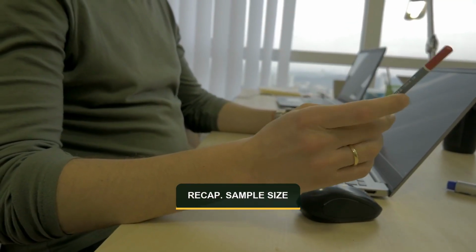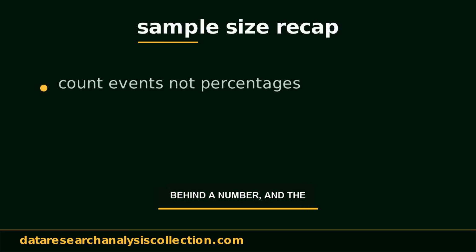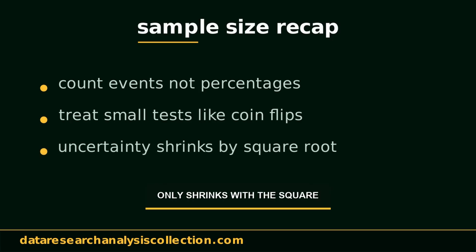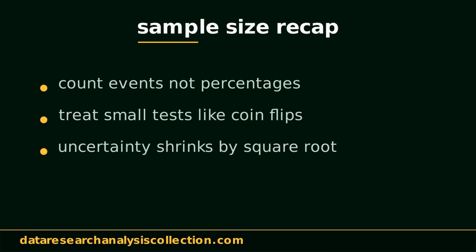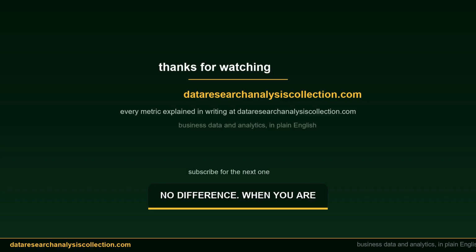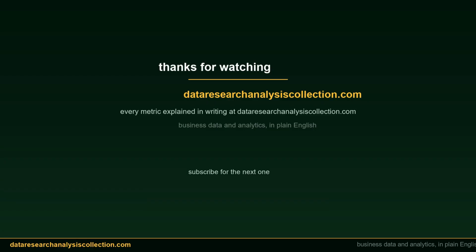So to recap, sample size is the count of events behind a number, and the fewer there are, the more that number is luck rather than truth. Treat a lopsided result from a tiny test like 3 heads from 4 coin flips. Remember, the wobble only shrinks with the square root of the data, and count the events rather than the visits. Decide your finish line before you look, distrust dramatic numbers from tiny slices, and never read a flat small test as proof of no difference when you are too small to test properly. Make bigger bets and talk to real people instead.